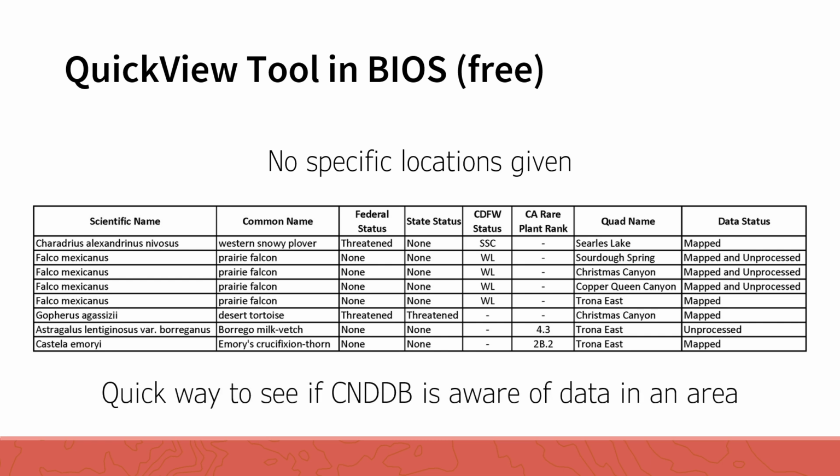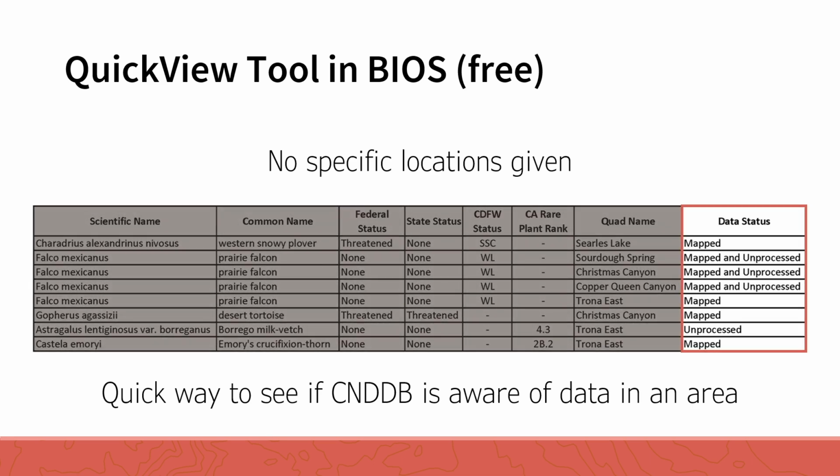The Quick View tool provides a way to see CNDDB unprocessed information, meaning information not yet mapped into element occurrences. Plants with California Rare Plant Rank 3 or 4 are not actively being mapped as EOs. The Quick View tool would be the best place to find information for those taxa.